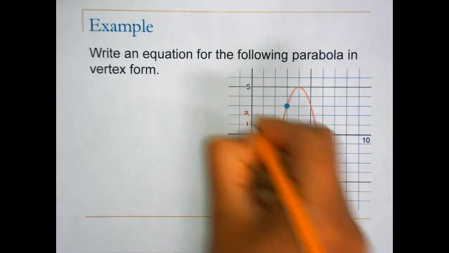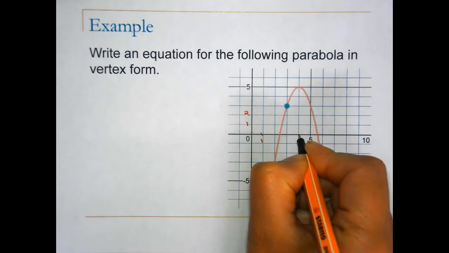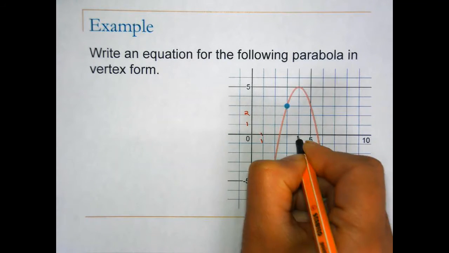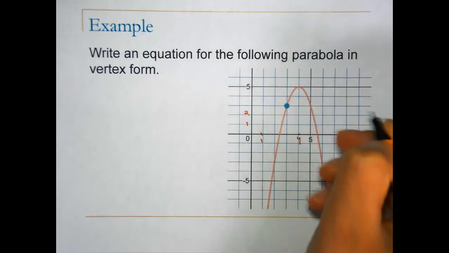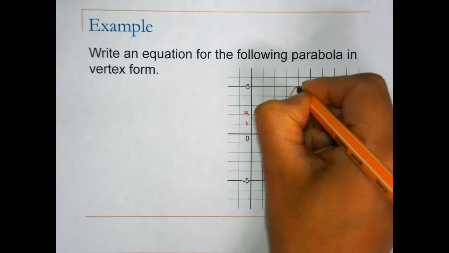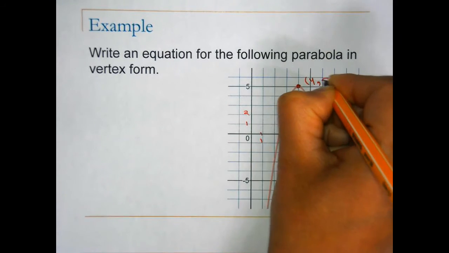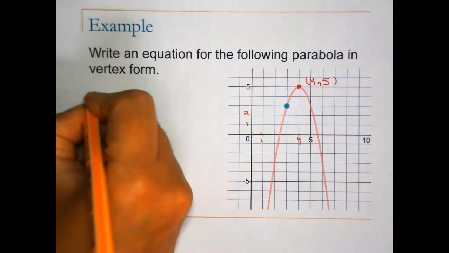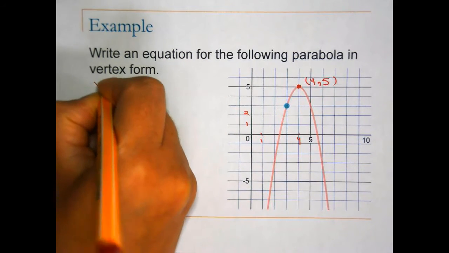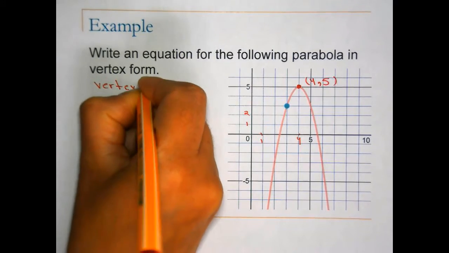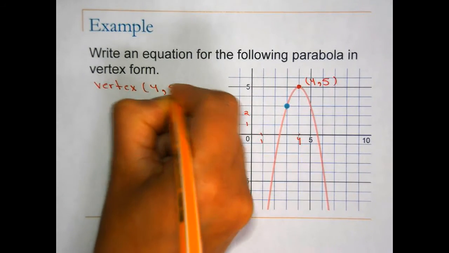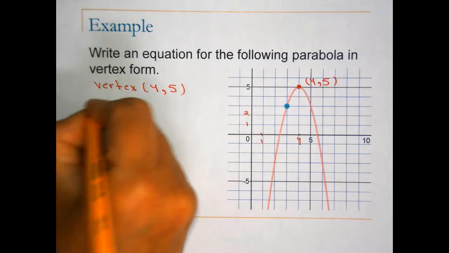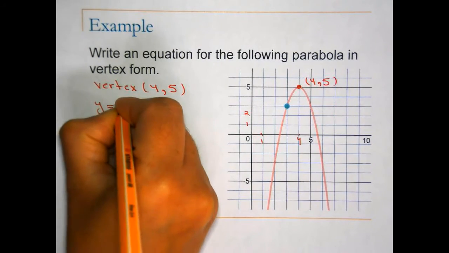So the scale here goes up by 1. The vertex: 1, 2, 3. This is 4 and this is 5. So the vertex is at 4 and 5. So vertex is at 4 and 5. So we are ready to get started.